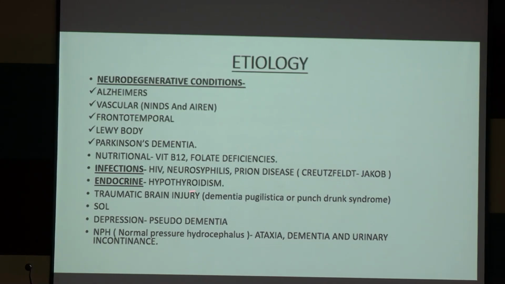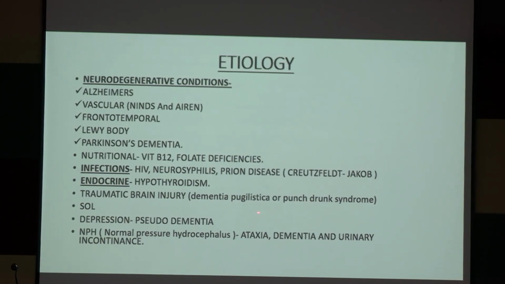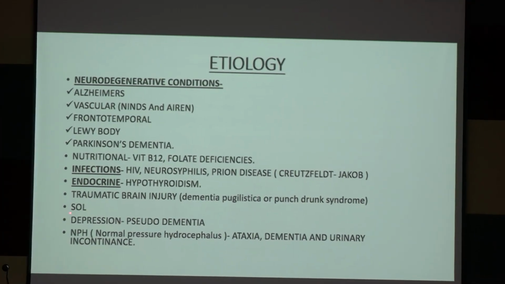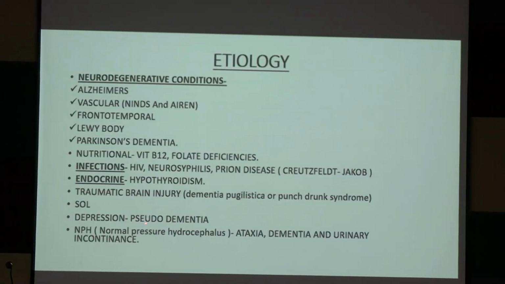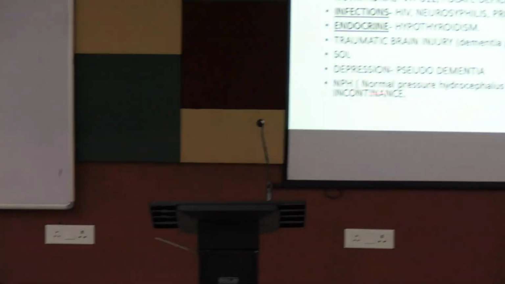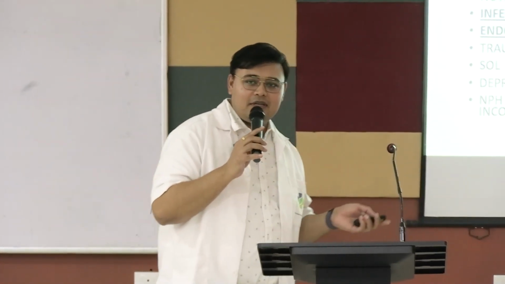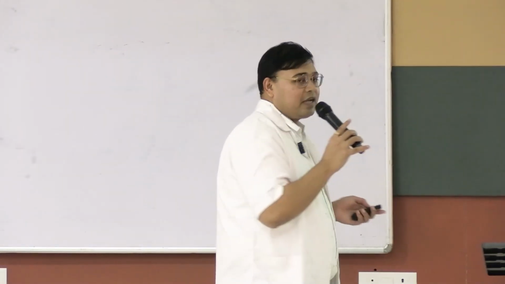So hypothyroidism, traumatic brain injury which is known as dementia pugilistica or punch drunk syndrome. ঠিক আছে? Space occupying lesion. In depression, it is known as pseudo dementia and normal pressure hydrocephalus, which is characterized by ataxia, dementia, and urinary incontinence. ঠিক আছে? So these are the etiological classification. কি কি কারণে হয় জিজ্ঞাসা করলে বলতে পারবে কি কি কারণে হয় and what are the main types. ঠিক আছে? And dementia 4 A's মনে রাখতে হবে.